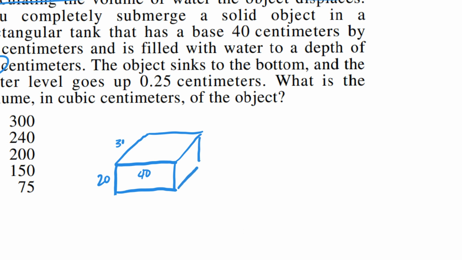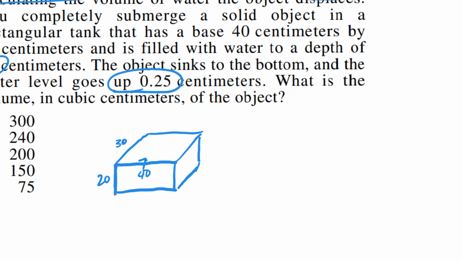So this is the shape that we're looking at. 30 by 40, that's the top. 40 is referring to that. The object sinks to the bottom and the water level goes up 0.25 centimeters. What is the volume of the cube? So the water level right now is at 20.